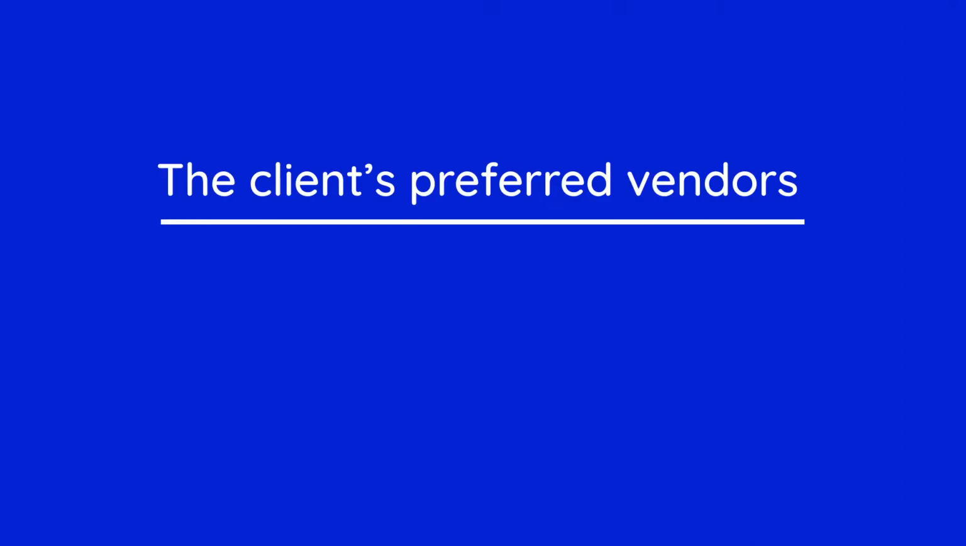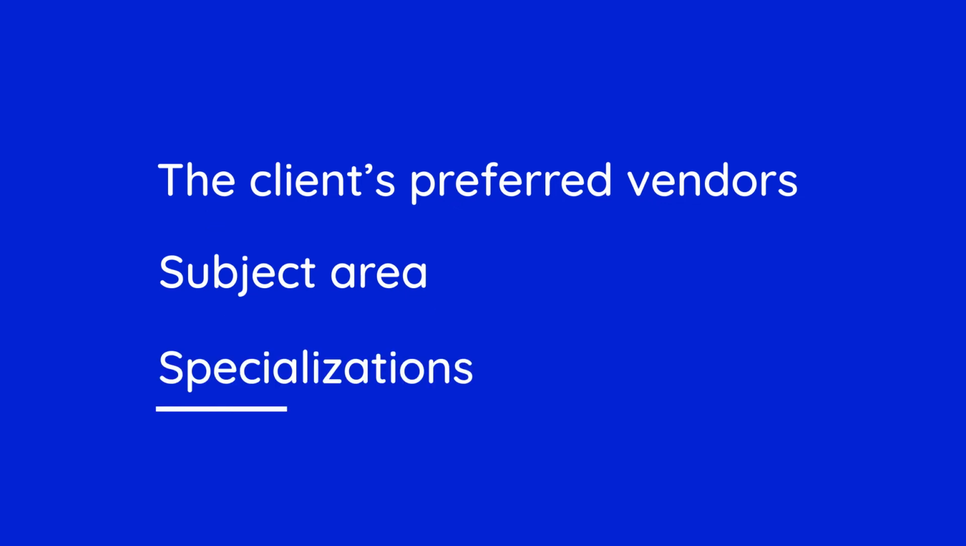If you choose to select vendors automatically, you can choose from a range of different out-of-the-box project criteria for each project, such as the client's preferred vendors, subject area, specialization, and so on. Of course, it would also remove vendors who might be unavailable or on vacation. Actually, the number of rules you can set up to meet different client needs is unlimited.